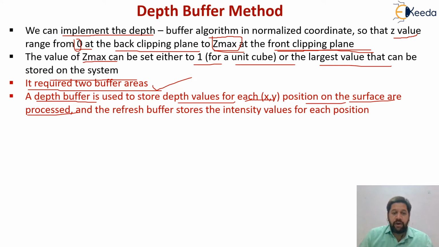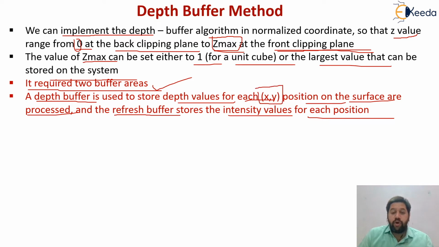Okay, and I require another buffer, the refresh buffer, also called the frame buffer, which is going to store the intensity value of each position. See, suppose for one polygon, having an xy value whose z value is maximum, its intensity is yellow color, and it has the z maximum value. So the xy point will be displayed with the yellow color.